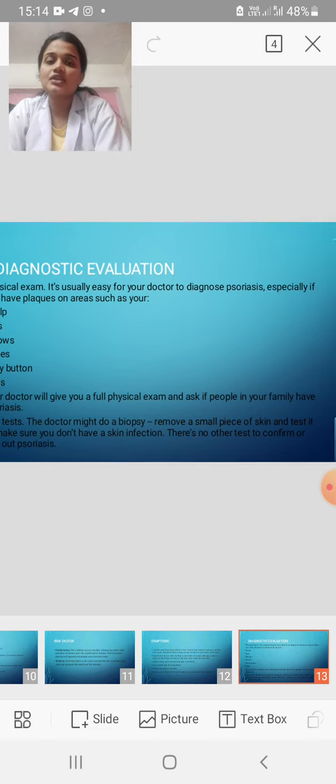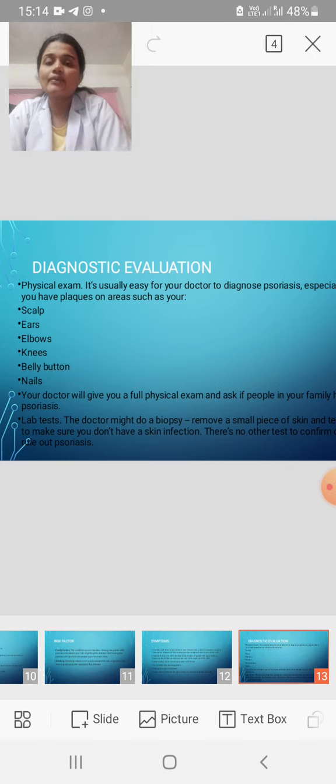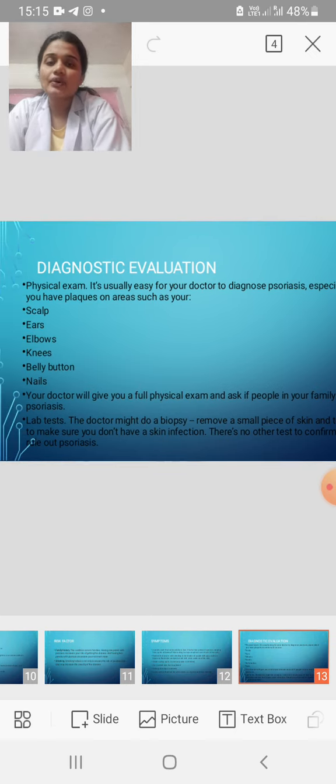Physical examination. It is usually easy for your doctor to diagnose psoriasis, especially if you have plaques on areas such as your scalp, ears, elbow, knee, belly button, or nails. Your doctor will give you a full physical exam and ask if people in your family have psoriasis.